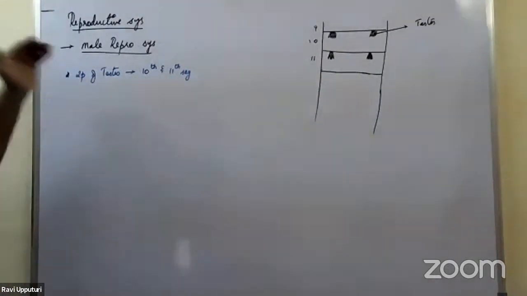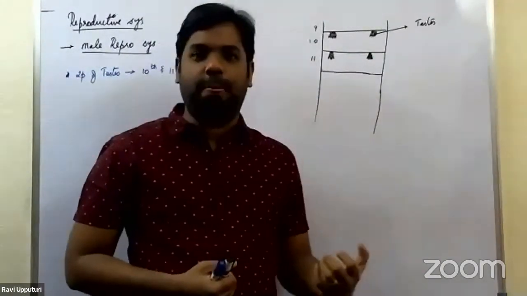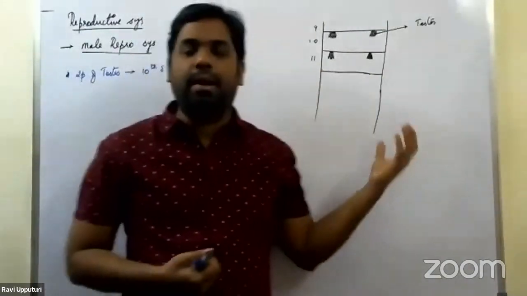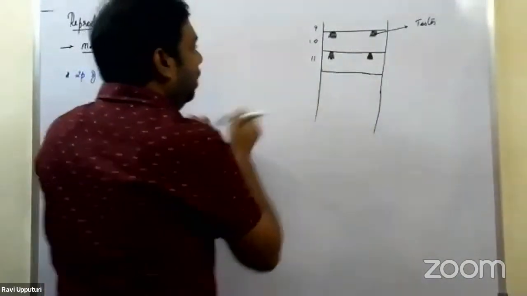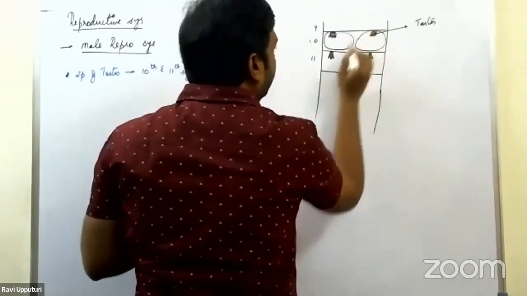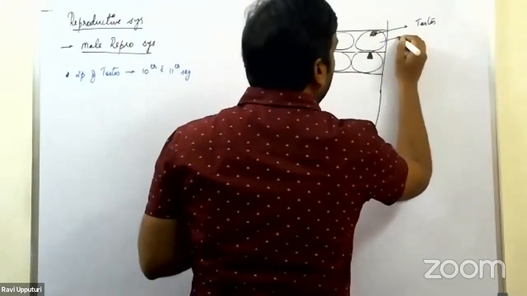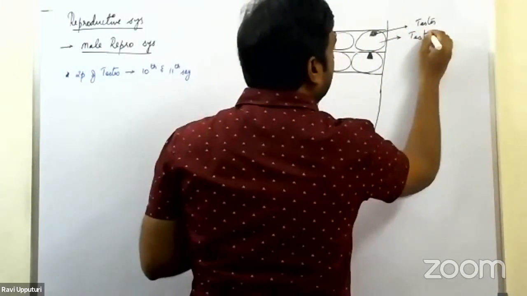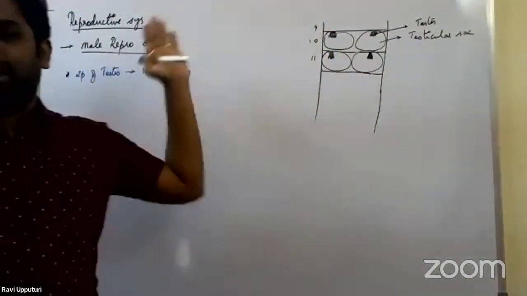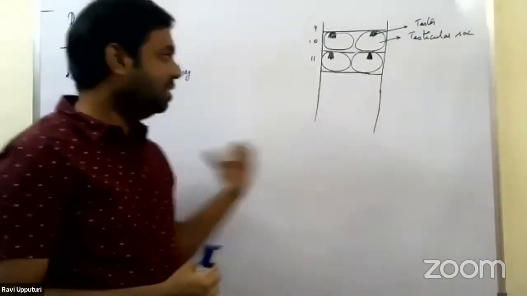Now, these testes are embedded in a sac-like structure called the testicular sac. So each testis is embedded in a sac-like structure called the testicular sac. Let me start drawing that sac also. This is a sac, and this also is a sac. Each testis is embedded in a sac-like structure, usually referred to as the testicular sac. This is what we have.